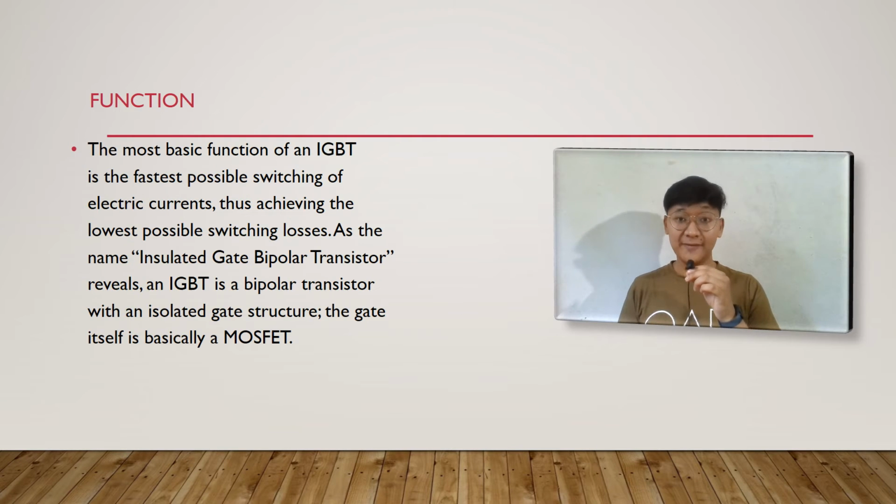Now we look at the function of IGBT. The most basic function of an IGBT is the fastest possible switching of electric current, thus achieving the lowest possible switching losses. As the name Insulated Gate Bipolar Transistor reveals, an IGBT is a bipolar transistor with an isolated gate structure. The gate itself is basically a MOSFET.